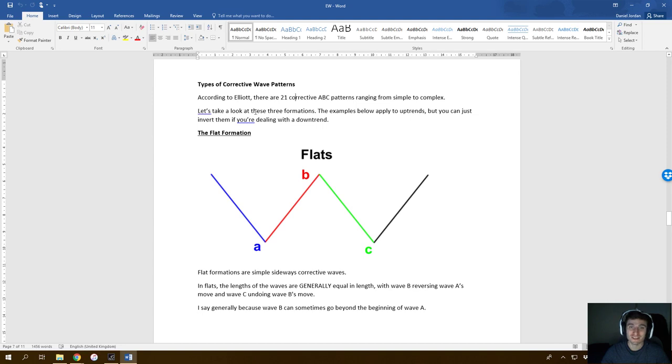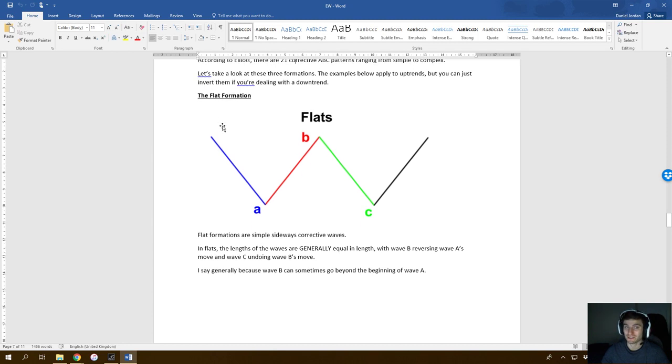So let's take a look at these three formations. There are obviously 21 in total. I'm going to be going over the three formations that you're going to see the most, okay? So the examples below apply to an uptrend, but you can invert them if you're dealing with a downtrend.